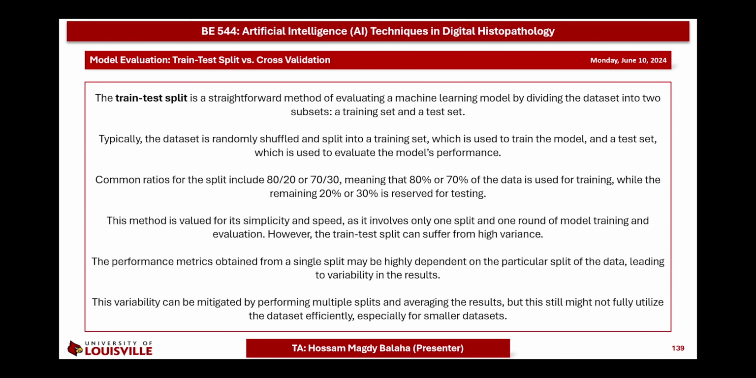As mentioned, this approach is straightforward and valued for its simplicity and speed. You are just shuffling and splitting. However, the performance metrics obtained from a single split may be highly dependent on that particular split of data, and it may lead to variability in the results. This variability can be mitigated by performing multiple splits and averaging all of these results. But this still might not fully utilize the dataset efficiently, especially for smaller datasets.